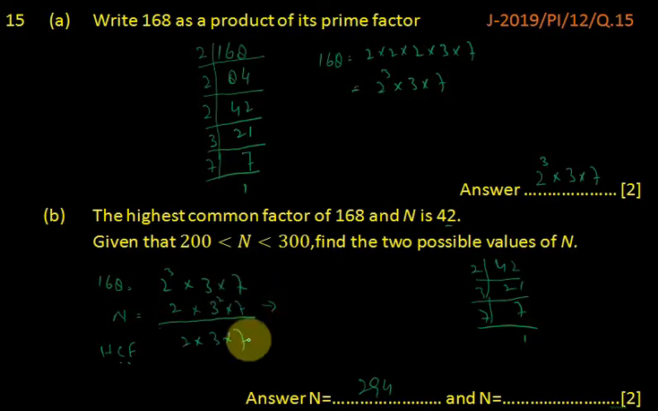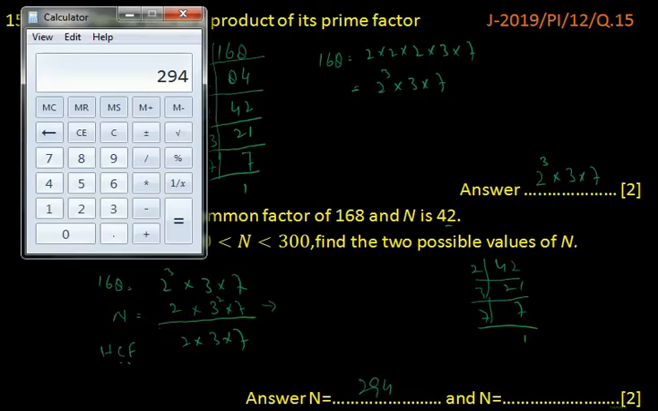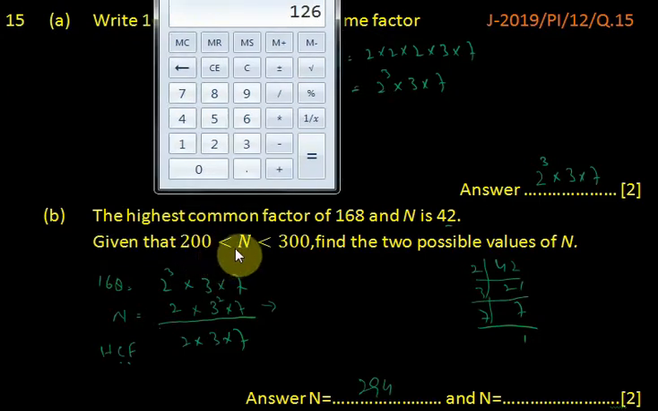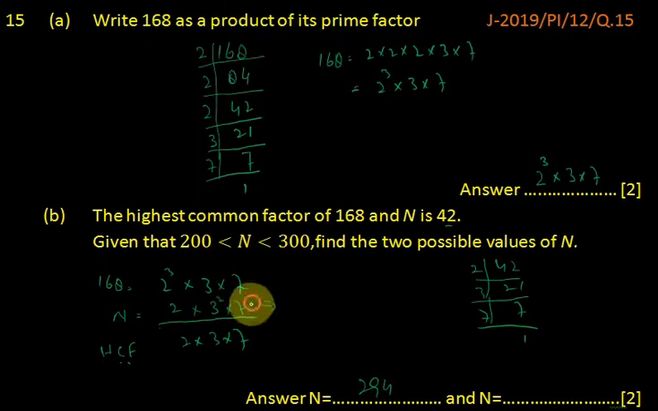So when we multiply this, it could be 2 multiplied by 3 multiplied by 3 multiplied by 7. So it is 126, which is not within the region. So n must be more than 200 and less than 300. So we can write one more time.